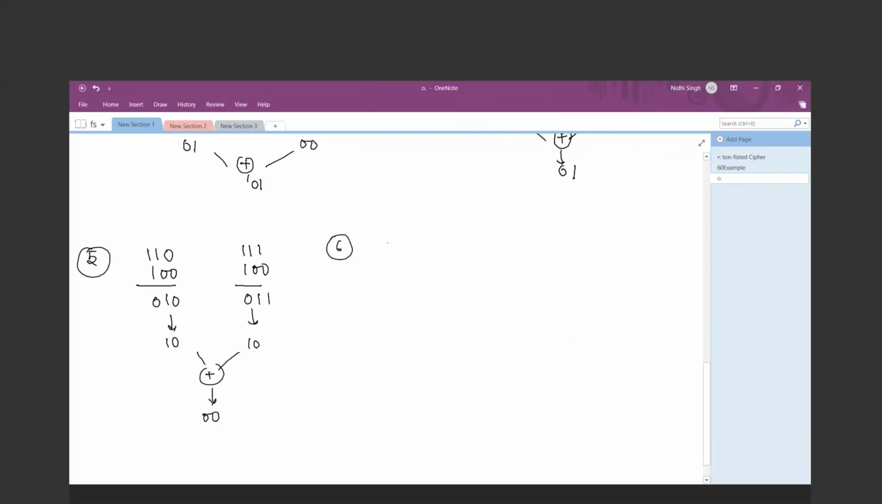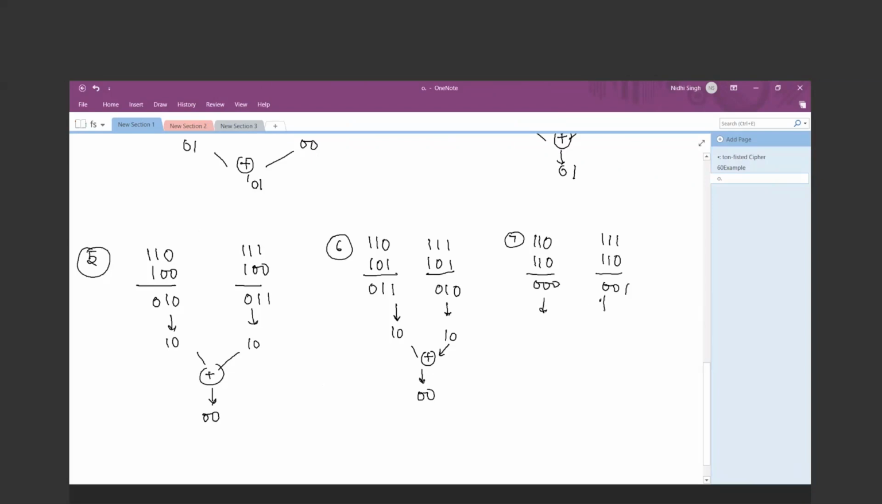Now the sixth one says 110 and your key value is 101, 011 and the other is 111, 101, 010 and 10 and 10. Perform XOR and it will give you 00. Now the seventh one is 110, 110 again, key value, it will give you 000. For P2 text, 110 again 001. As S box table entries are 11 and 00. XOR, it will give you output 11.